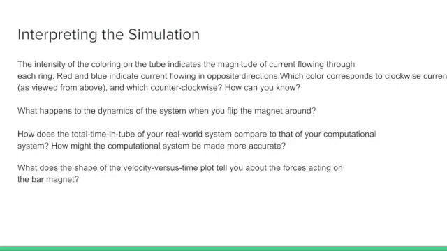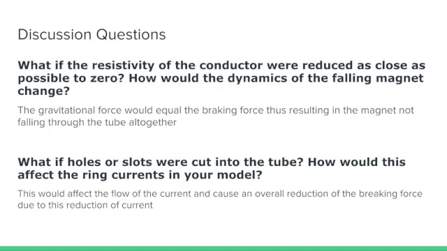And for the discussion questions, what if the resistivity of the conductor were reduced as close as possible to zero? How would the dynamics of the falling magnet change? The gravitational force would equal the braking force, thus resulting in the magnet not falling through the tube altogether.